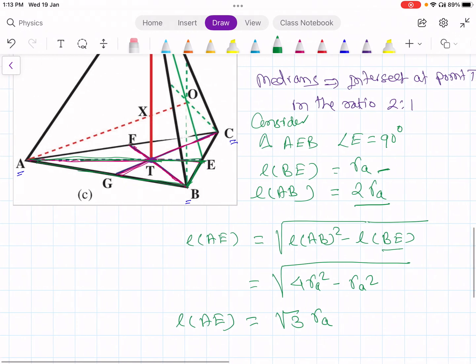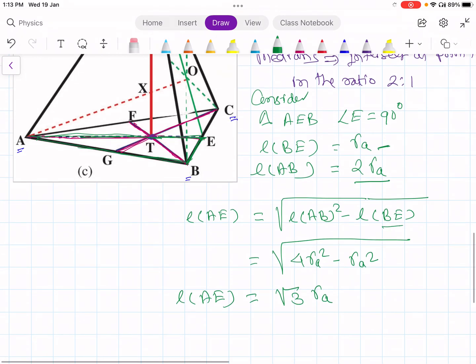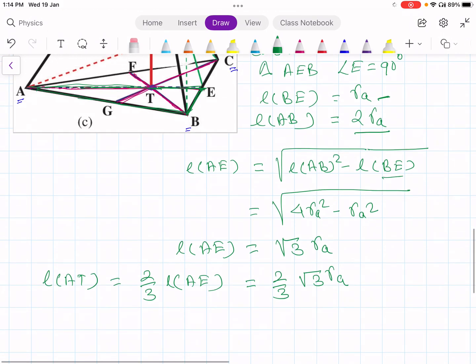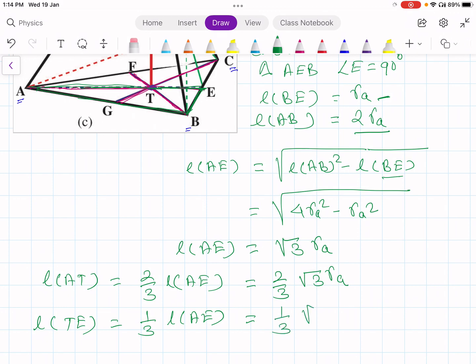Now at point T, the medians intersect in the ratio 2:1. It means that length AT is equal to 2/3 of length AE, that is 2/3 of root 3 RA. That is length AT. Similarly, length TE is equal to 1/3 of length AE, which is equal to 1/3 of root 3 RA. So we got these two lengths, length AT and length TE.